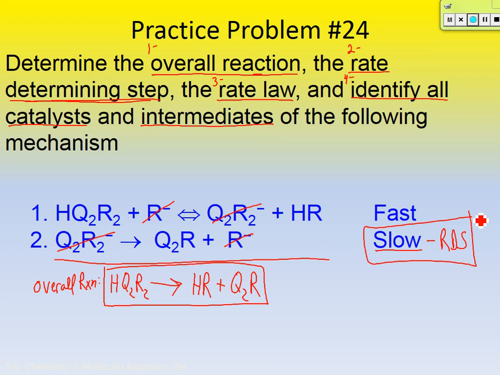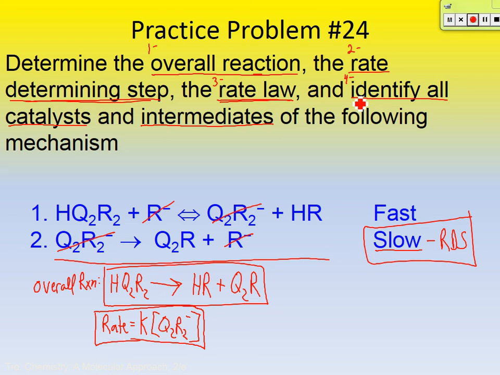Number 3, I wanted you to write the rate law for this overall reaction. Remember, the overall reaction's rate law is determined by the rate determining step, which was number 2. So we're going to build the rate law based off of step 2. So the rate law is equal to k. Now in step 2, we just have one reactant, Q2R2 minus. That's my rate law for the overall reaction. So that's your answer for number 3.